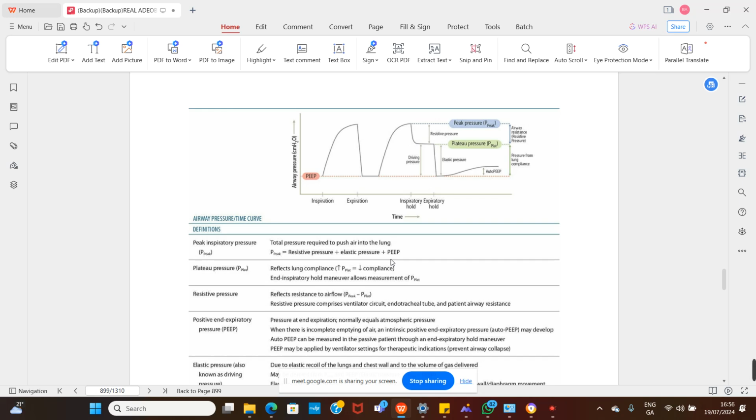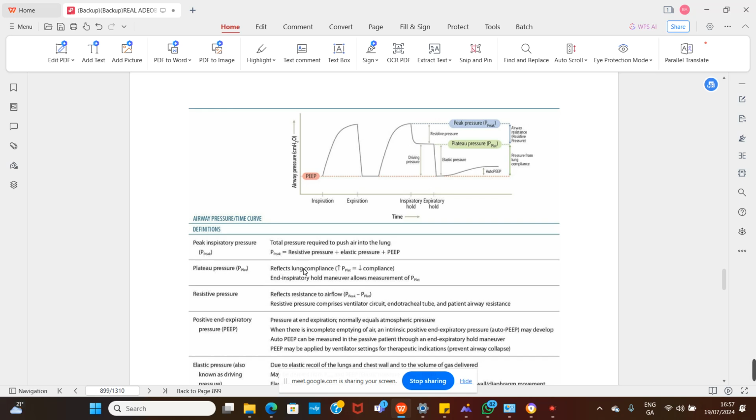So plateau pressure is just peak inspiratory minus restrictive pressure. Once you understand it, you don't need to cram it. You already know that you can only get plateau pressure when you eliminate restrictive pressure. Because your peak inspiratory pressure is plateau pressure plus restrictive pressure, it means that plateau is peak inspiratory minus restrictive, or plateau pressure can be elastic pressure plus PEEP.